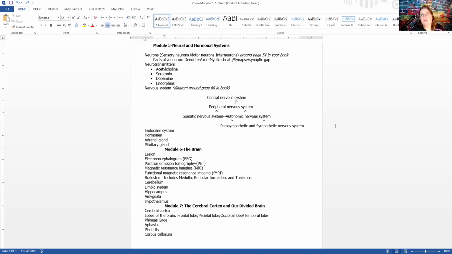Endorphins are endogenous morphines, which is basically a way of saying self-made morphines. And morphines, if you're not familiar with them, are pain-killing drugs, and our bodies produce endorphins in response to pain.